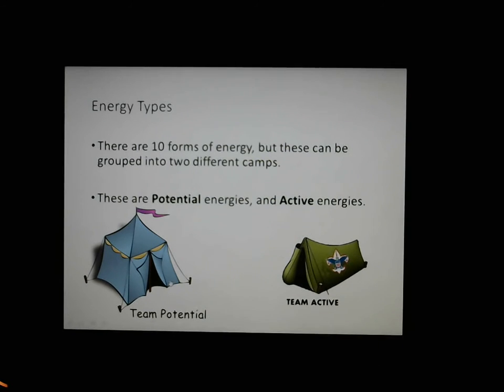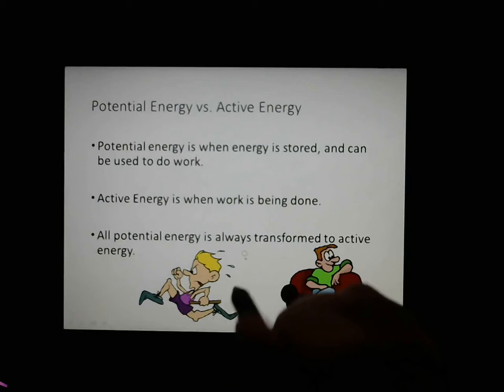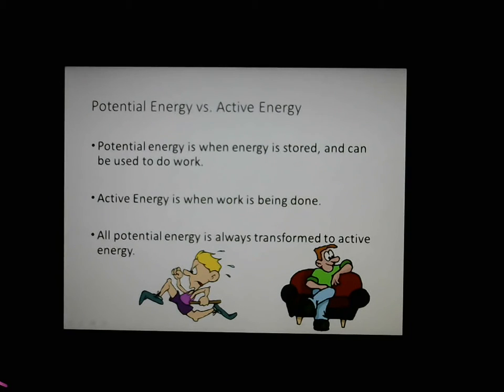So those potential energies, remember, were our chemical, our gravitational, elastic, magnetic and nuclear. We talked about gravitational in our last video. And in active we've got kinetic energy, the energy of movement, electrical, sound, light and heat. And they all involve different types of movement, which you'll learn about over a couple of years. So as a reminder, potential energy means something is stored, and active energy is when something is being done.